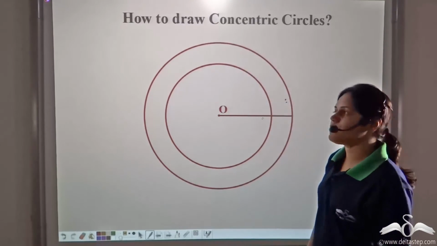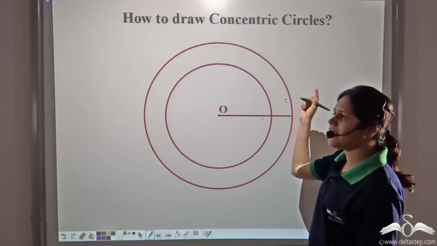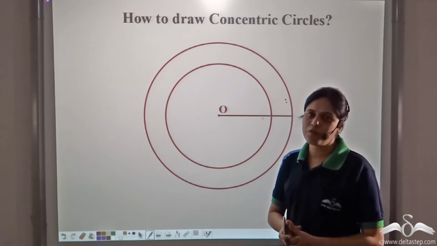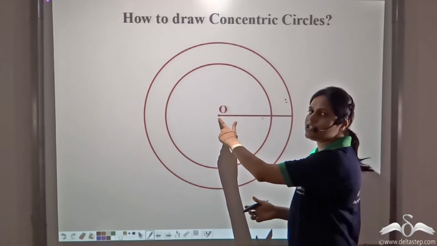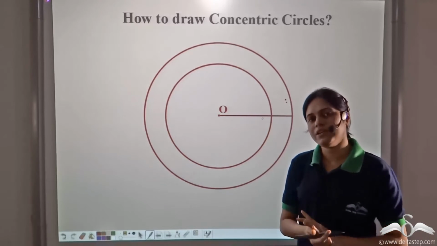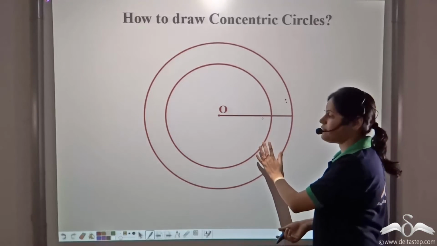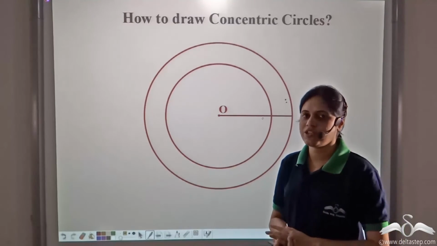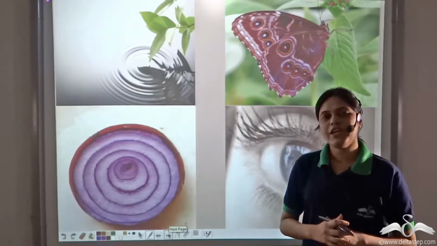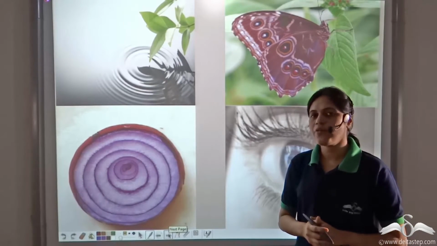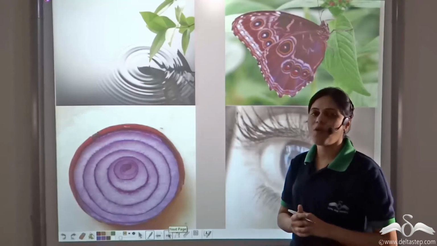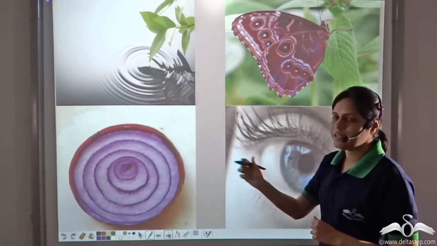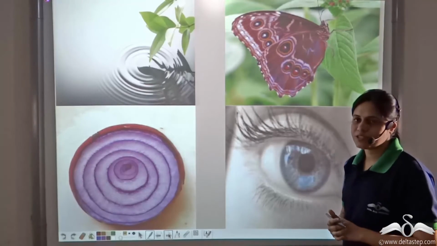And we can repeat this process as many times to get as many concentric circles. So we can have 2, 3, 4, any number of concentric circles. The center needs to be the same and the radius will be different. So these two circles have different radii but the same center, hence these two circles are concentric circles. We can observe concentric circles all around us in nature, in the ripples formed in water, in the patterns in the wings of butterfly, in onion rings, and in our eyeballs.